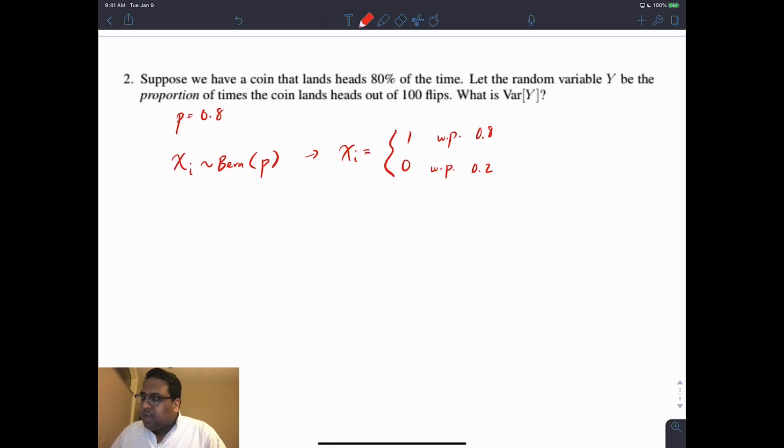And so if I were to sum x1 plus x2 all the way through x100, because I'm looking at 100 flips, that would tell me the total number of heads, right?